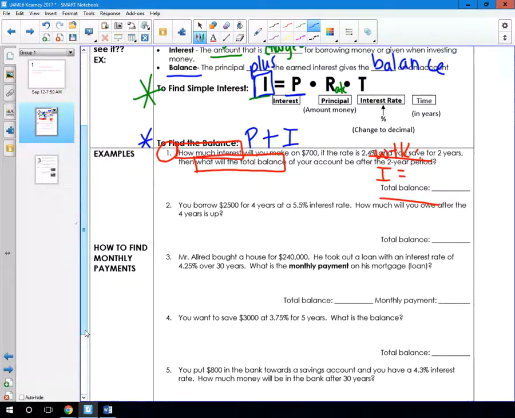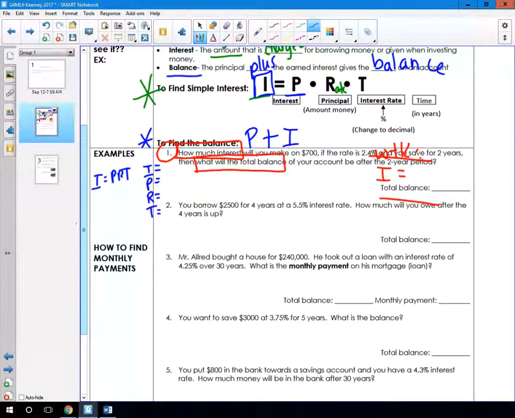Okay, so what Miss Kearney likes to do is I like to write my formula out to the side and then fill in the pieces that I know. So what was our formula? Go back to the top. We said I equals P R T. So I'm going to come right here and I'm going to write I, P, R, and T. Okay, and I'm going to fill in each of those values.